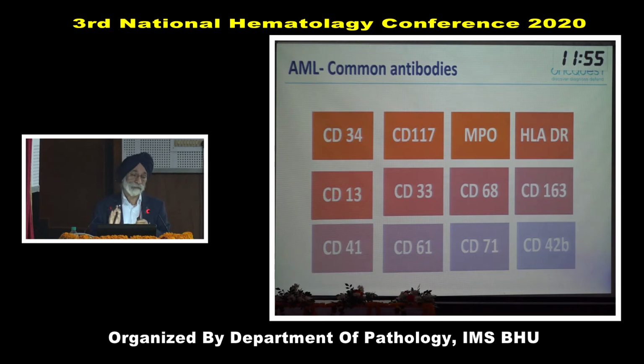Suppose we are suspecting M5 or M4. This is to demonstrate and confirm the presence of monocytic markers. CD13 and CD33 are the myeloid markers. CD41 and CD61 are for megakaryoblasts. Few cases turn out to be megakaryoblastic. Then CD42b is also a megakaryocytic marker. CD71 is early erythroid, so we are able to pick up pure erythroid leukemia by this marker.